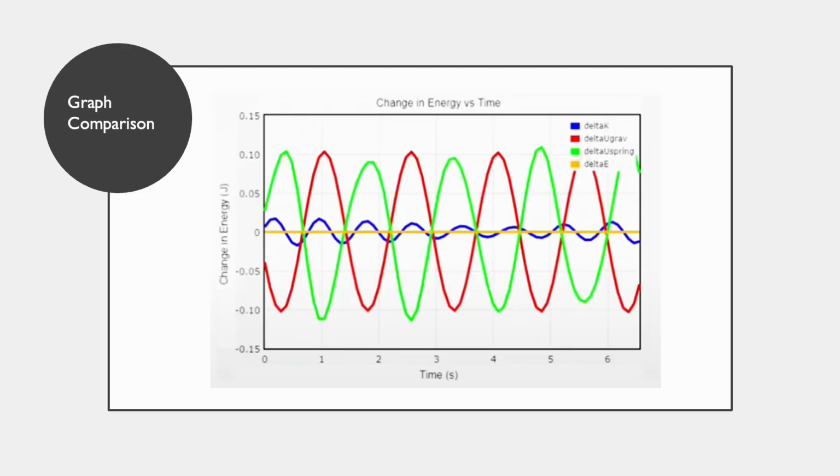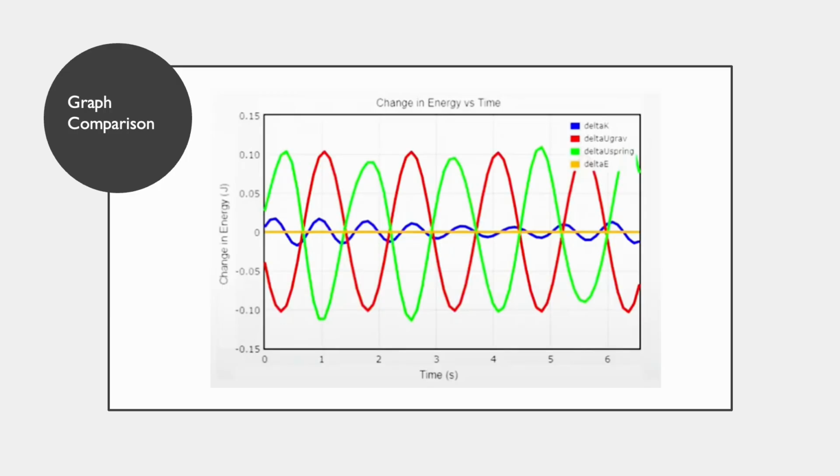Here's my energy graph comparing all of the energies in this problem. We can see that the kinetic energy is represented by the blue line, the gravitational potential energy is represented by the red line, the spring potential energy is represented by the green line, and the total energy is represented by the orange line. You can see how each energy works together in the oscillating system.